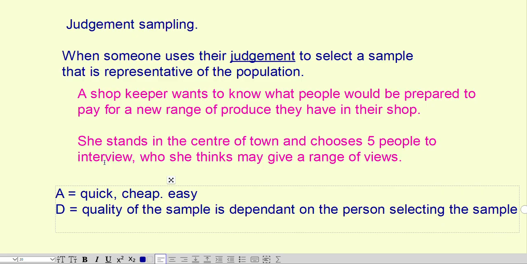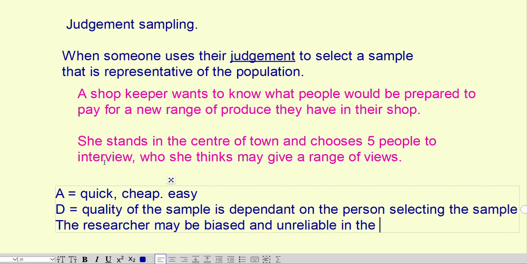The researcher may be biased and unreliable in the sample they select. For example, if you're someone that's shy and not confident, there's much more chance of you probably selecting younger people closer to your age group, maybe the same gender as yourself, etc. You wouldn't necessarily consider someone who walks past you who's looking a little bit aggressive, for example. So therefore, not everyone has an equal chance of being chosen, and so that may be biased and unreliable, okay?